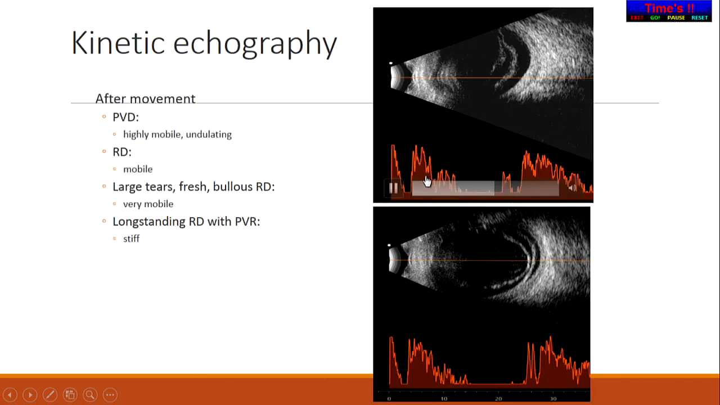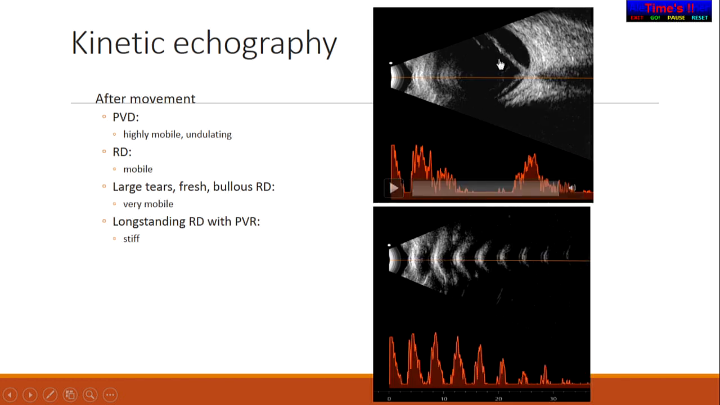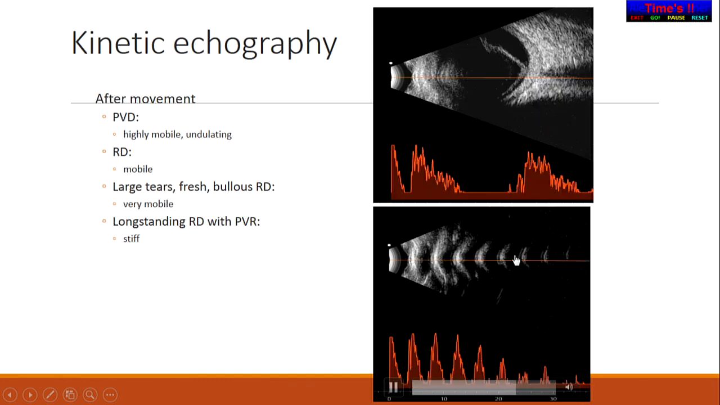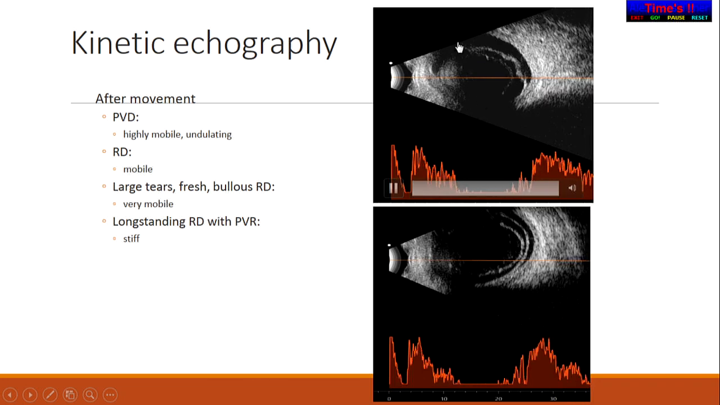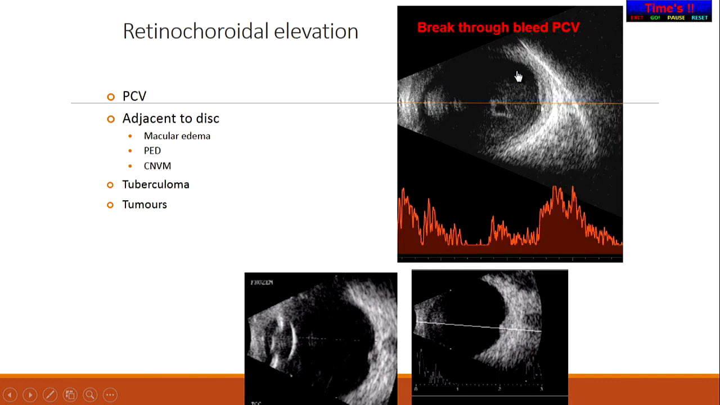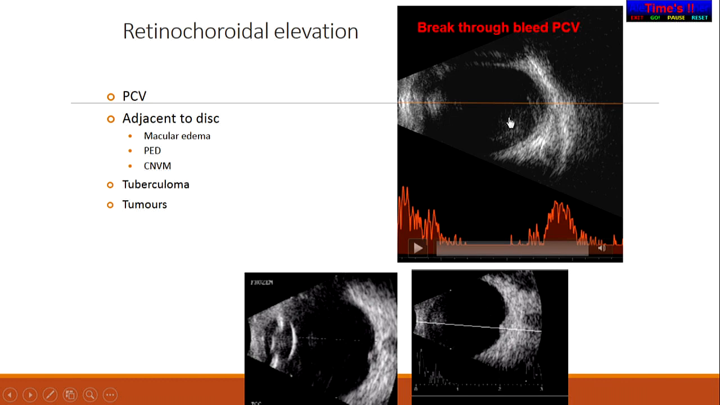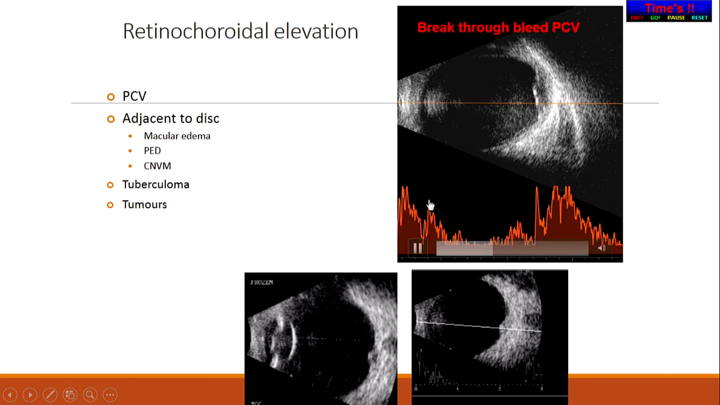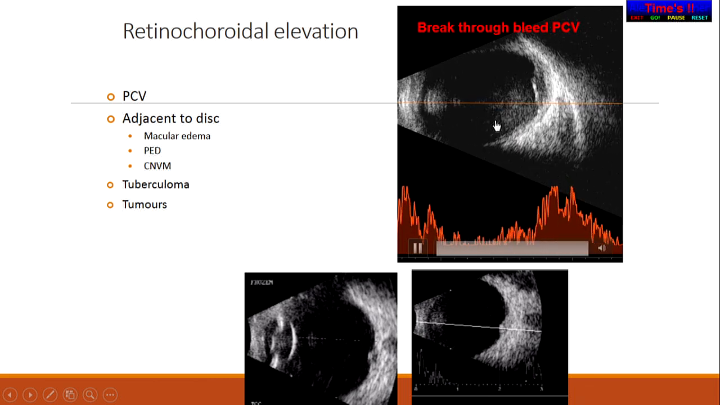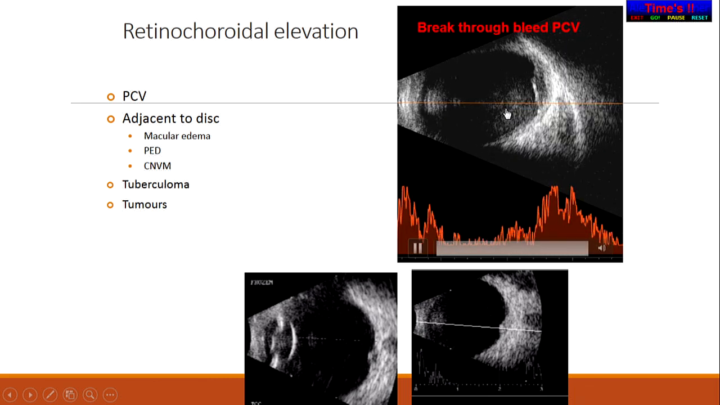And you can see here there is a retinal detachment and the PVD in an acute RD, and this in a long-standing RD, the movement of the retina is very limited, whereas in a fresh RD, it is freely mobile. And a few conditions of retinochoroidal elevation are like PCV and macular edema, CNVM, tuberculoma, or tumors. You can see the heme near the retinochoroidal elevation, which is moving with low intensity echoes.